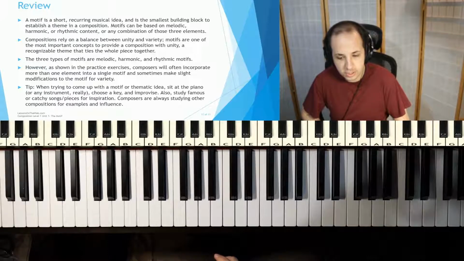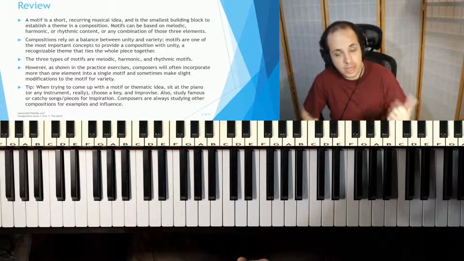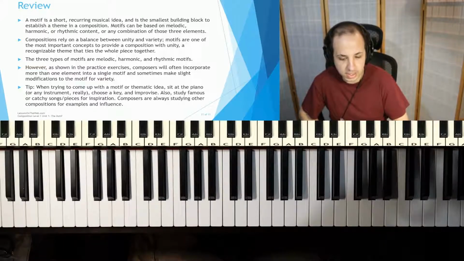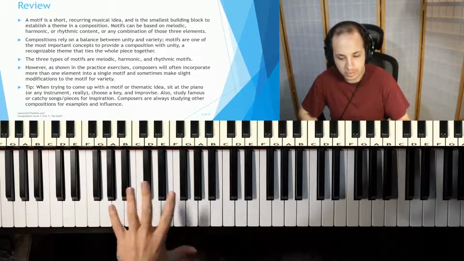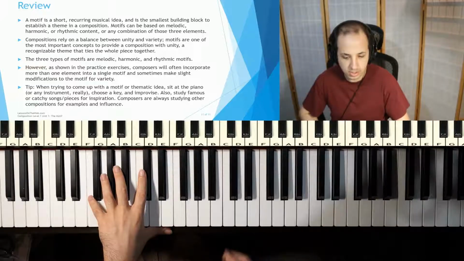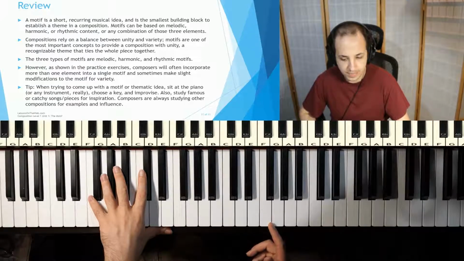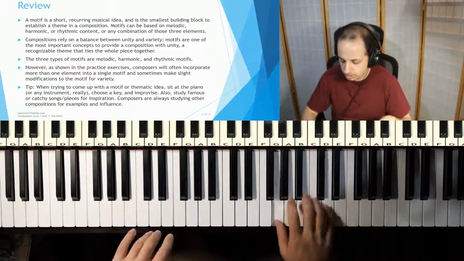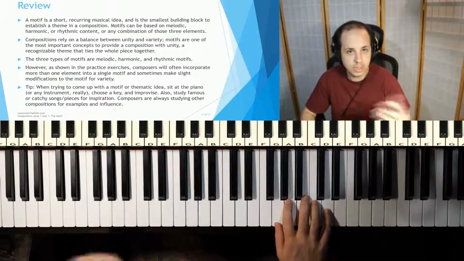Compositions, okay, I already said this, rely on balance between unity and variety. The three types of motifs are what? Melodic, harmonic, and rhythmic, and a combination of all three a lot of times. It uses a combination and uses variety. And then a tip: when trying to come up with a motive or thematic idea, sit at the piano or any instrument that you're familiar with, choose a key, and improvise. Come up with a short pattern, very short, and then repeat it.